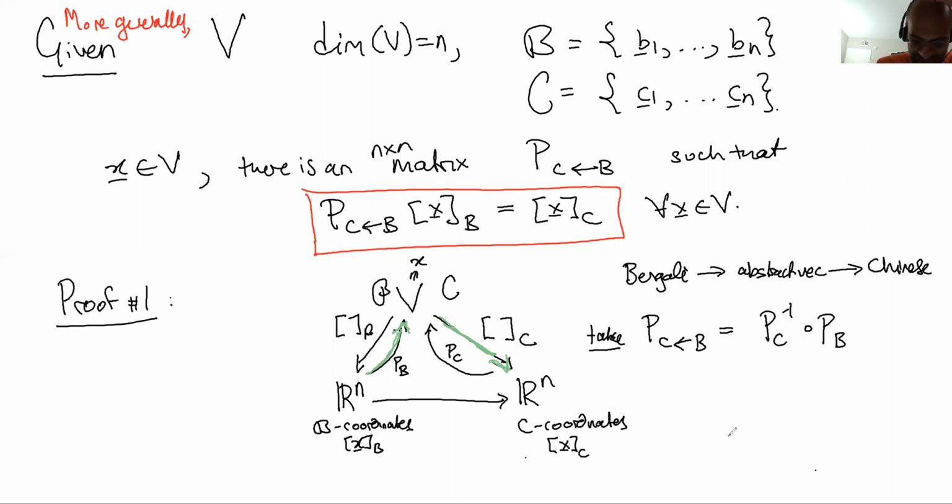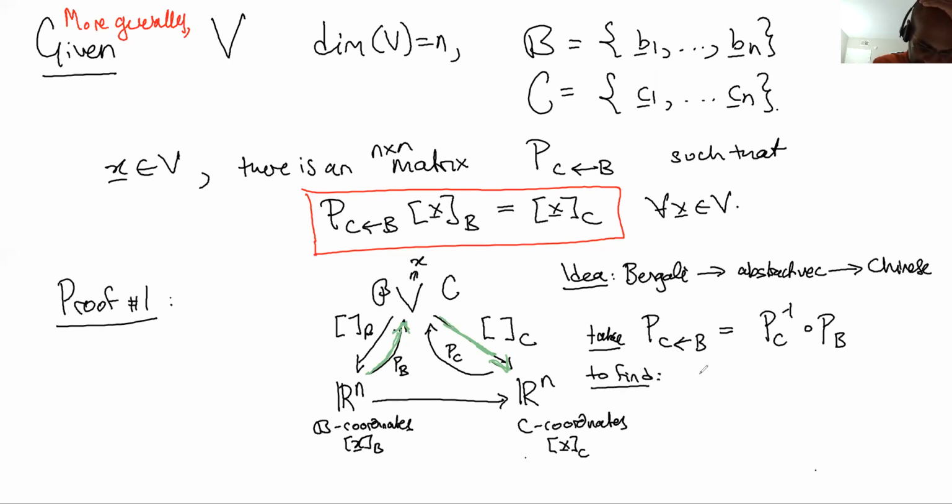Now let's just check that this has the desired properties. So this is the idea. And by the way, this is going to be a matrix, because P_B is a linear transformation from Rn to V, and P_C inverse is a linear transformation from V to Rn. So this is a linear transformation from Rn to Rn. So how do we find out what this matrix is? This actually turns out to be very easy. You just use linearity.